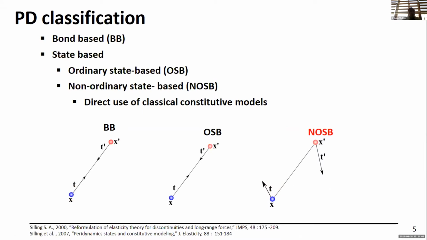So we can classify peridynamics into bond-based and state-based; for bond-based, I'm not going to go into the detail. In the case of bond-based, you have force density vectors acting at X and X prime, equal and opposite in magnitude. In ordinary state-based, T and T prime could have different magnitudes, but in opposite directions. In non-ordinary state-based peridynamics, you have force density vectors at points X and X prime going in different directions. What is attractive about non-ordinary state-based peridynamics is that we can directly use the classical constitutive models that are already available in the literature.